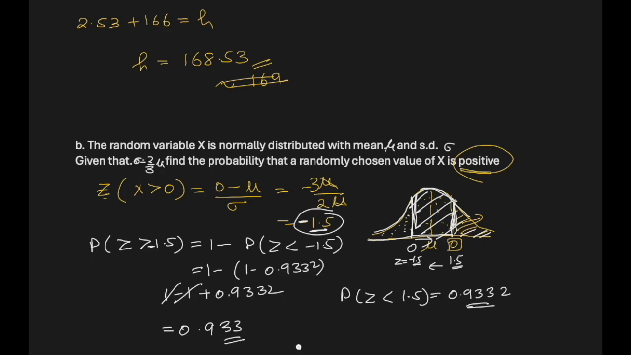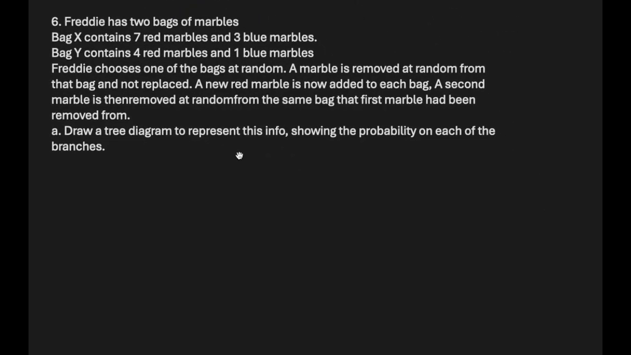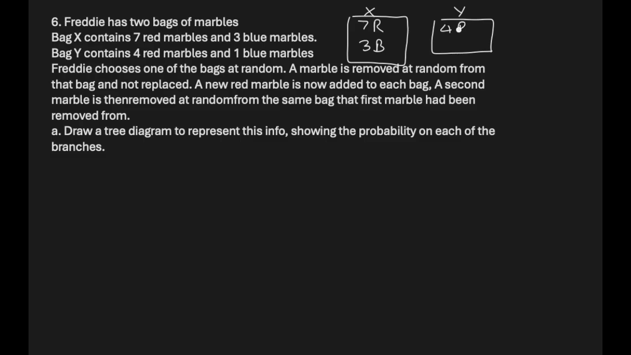Question number 6. Okay. Freddy has 2 bags of marbles. Bag X contains 7 red and 3 blue. So let's say this is bag X. It has 7 red and 3 blue. Okay, Y has 4 red and 1 blue. Okay, 2 colors only.